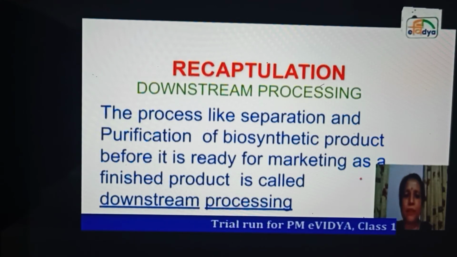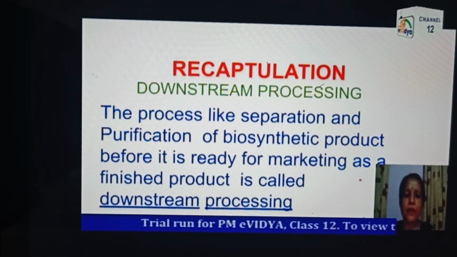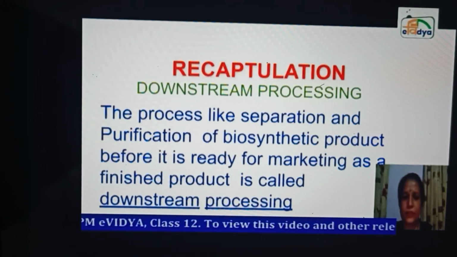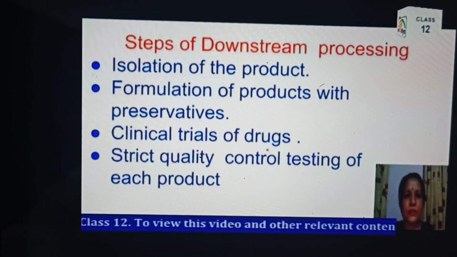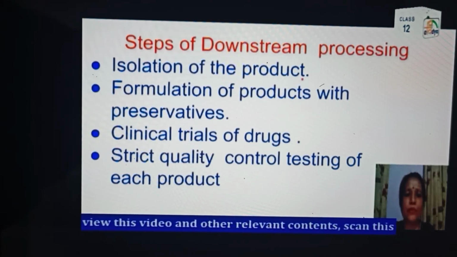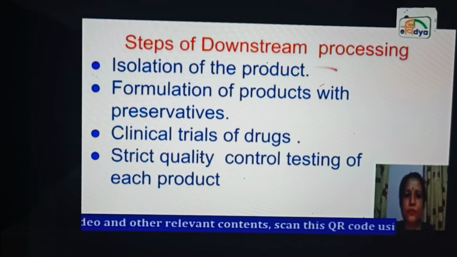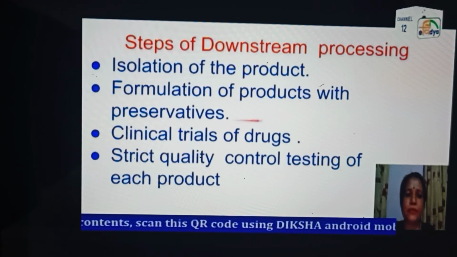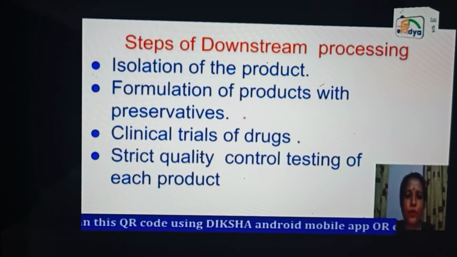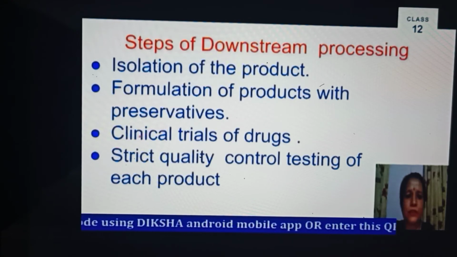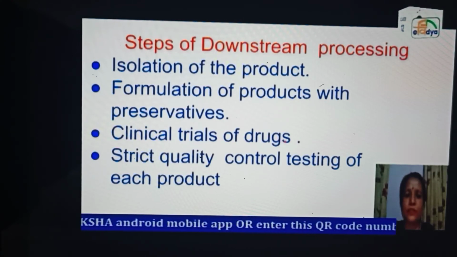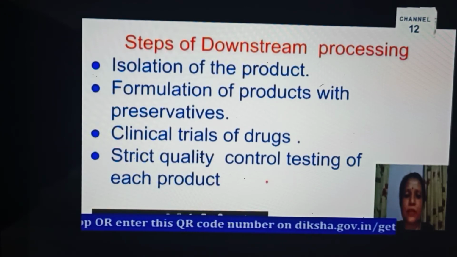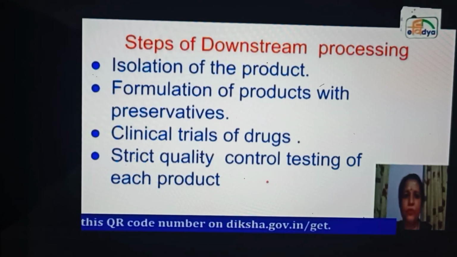So, all the steps which we carry out after obtaining a product are known as downstream processing. Now, what are the steps in downstream processing? We have already studied isolation of the product, and formulation of the products with preservatives. Preservatives are to be added for long life of these products. Clinical trials of the drugs are to be done. Strict quality control testing of each product is needed, and it will vary from product to product.